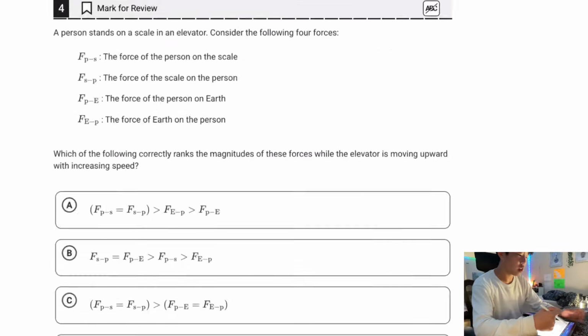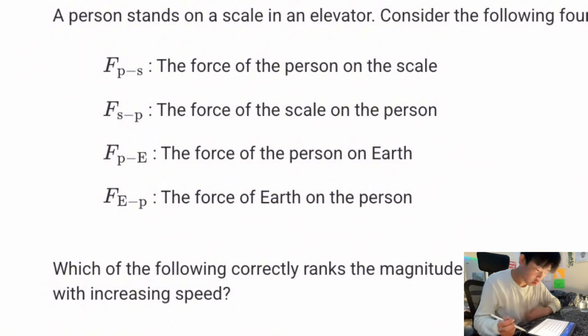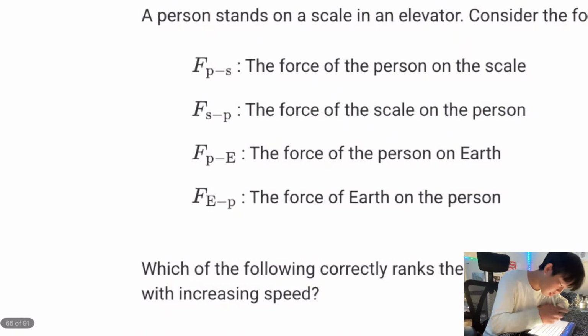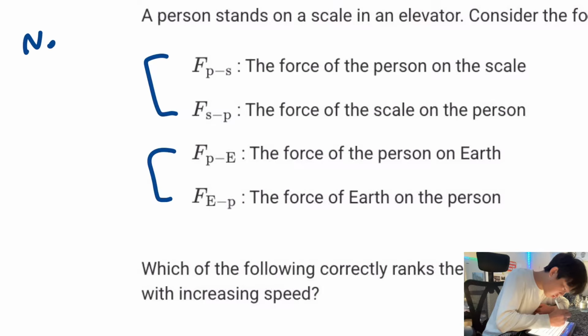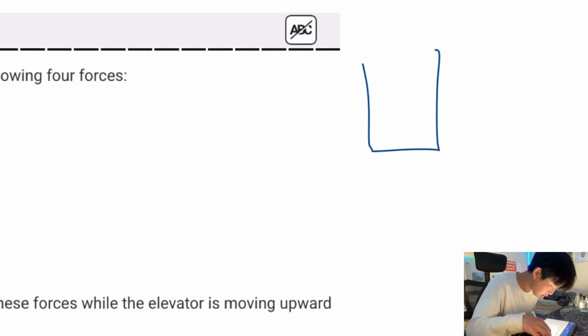So basically what we need to understand is force of the person on the earth and the force of the earth on the person, and also force of the person on the scale and force of the scale on the person. That sounds interchangeable. And you know what that reminds me of? It reminds me of Newton's third law pair. Let me write it smaller. And what does that mean? They're equal, but opposite. Basically, let me just draw it.